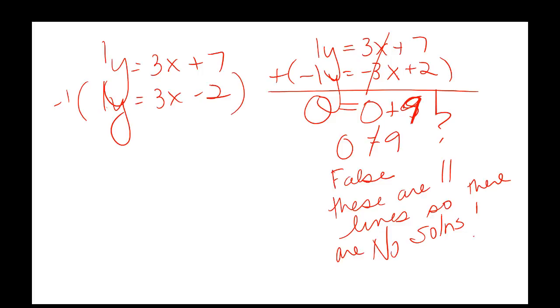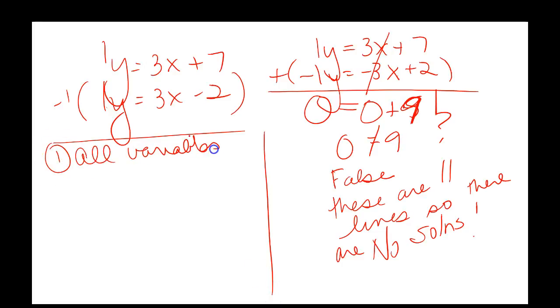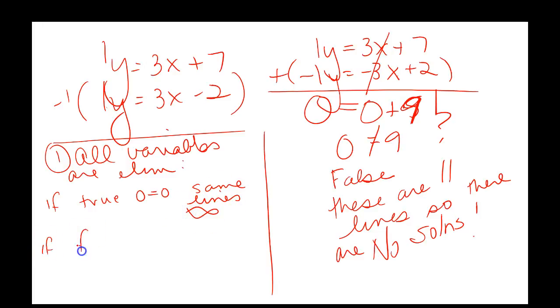Okay, I'm going to stop here. Try these. See if you can get the same answers, but notice the special cases. If all variables are eliminated, if you get a true statement, something like 0 equals 0, then those are the same lines, and you have an infinite number of solutions. If you get a false statement, then they are parallel lines, and you get no solutions. Thank you. Good luck.